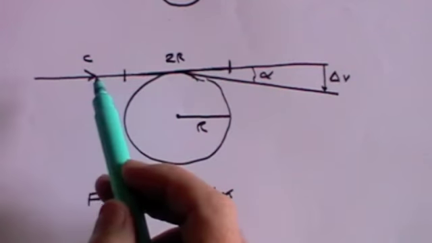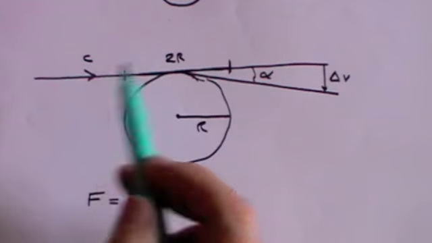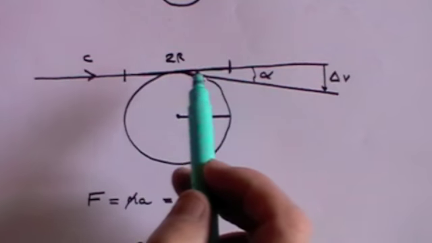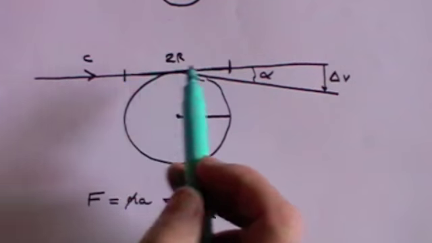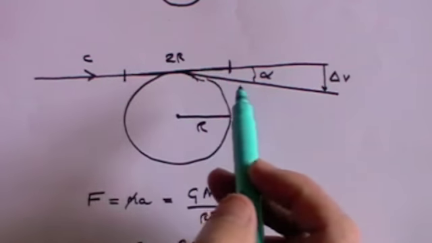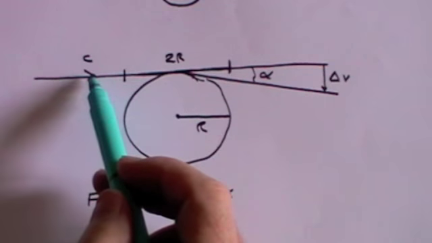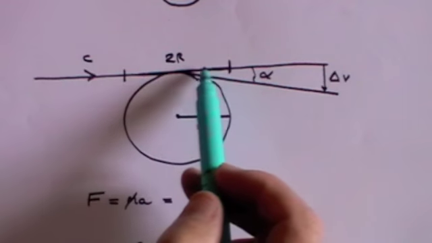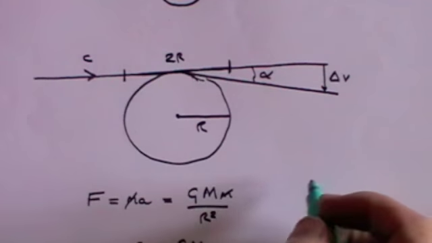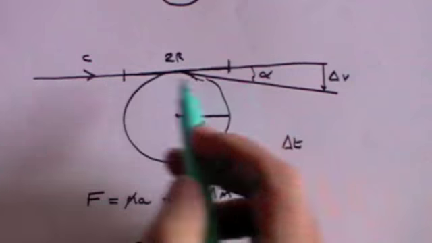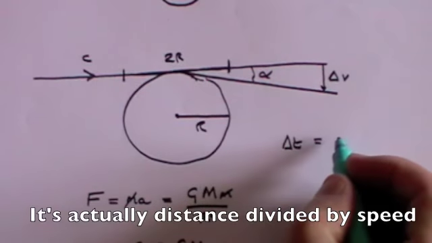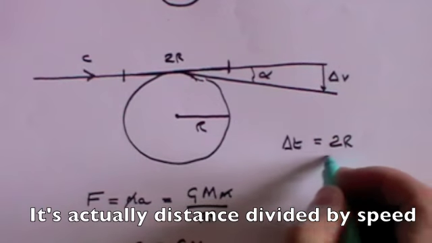There will be some gravitational attraction, obviously, on either side, but the main attraction will be when it's very close to the object concerned. And it's travelling at speed c. So how long does it take to travel this distance 2r? The time, delta t, to travel that distance is the distance divided by the speed, which is 2r divided by c.